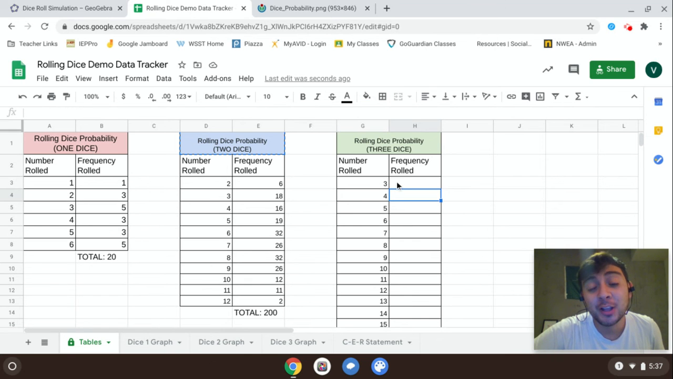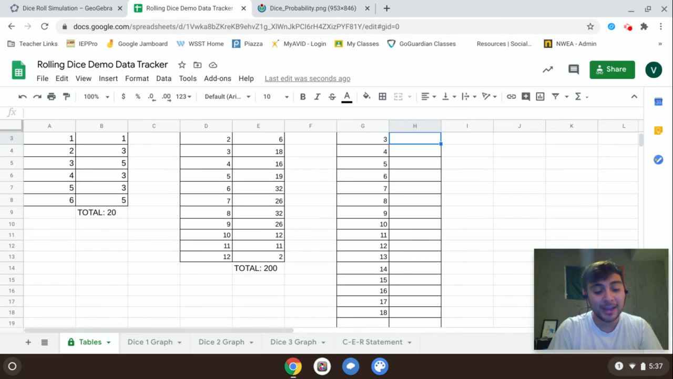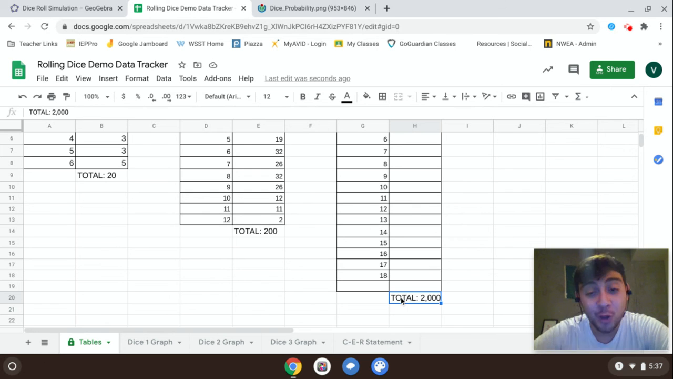Now the lowest number I can get is 3, because the lowest number I can get on each die is 1. So what's 1 plus 1 plus 1? Exactly, it is 3. And the highest number I can get is the highest for each die. What's the highest number for each die? 6 plus 6 plus 6. Good job, 18. But instead of rolling it 200 times, now we're going to roll it 2,000 times.